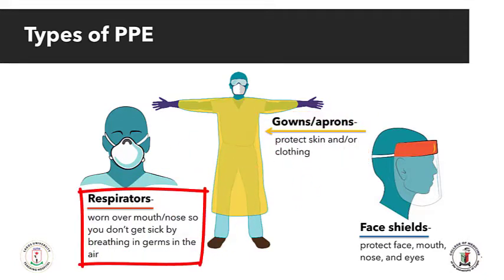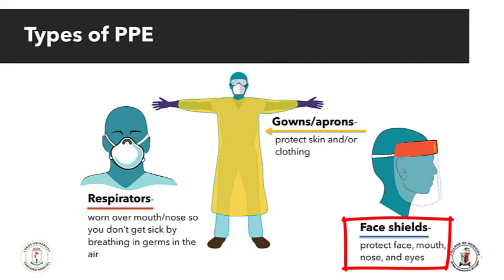Now the respirators are like masks, but they are more secure, one over your nose and mouth so that you don't breathe in germs. They also protect your nose. And then face shields protect your face, mouth, nose, and eyes.